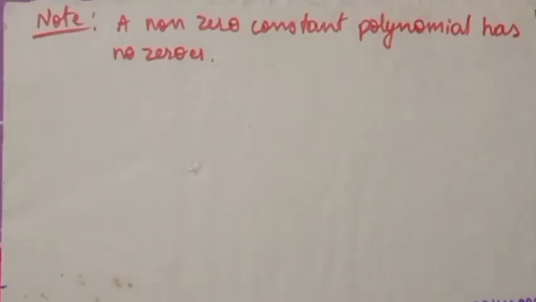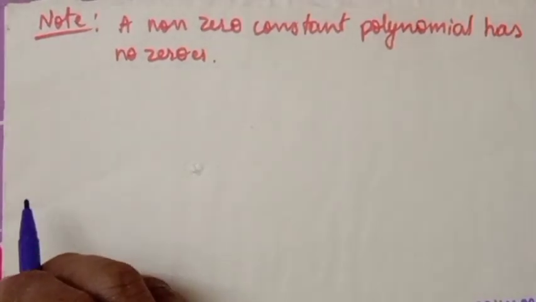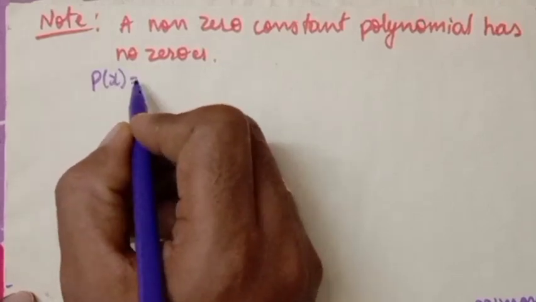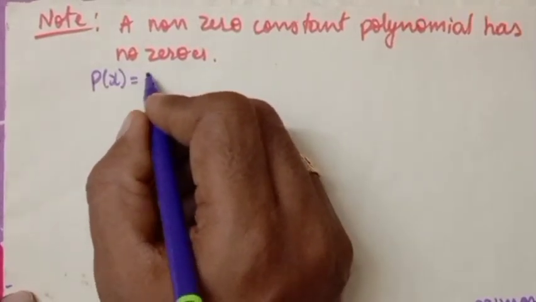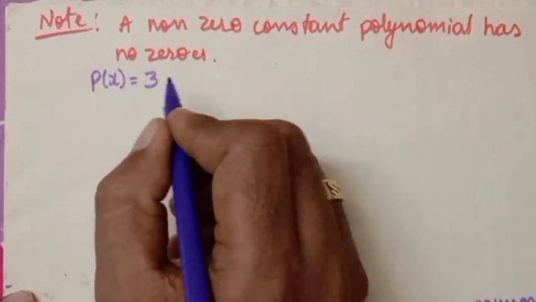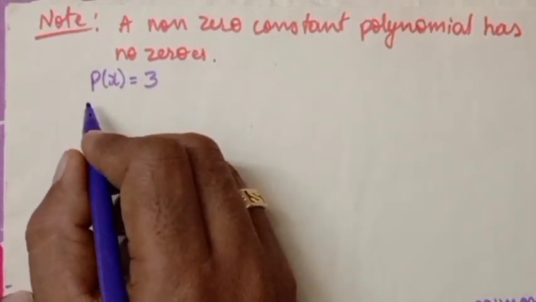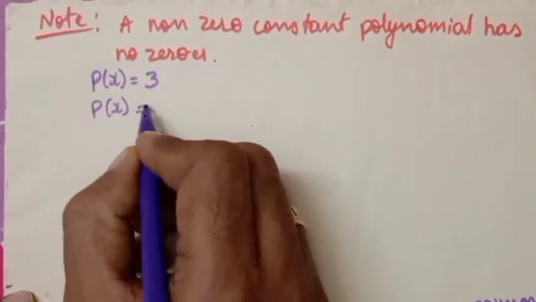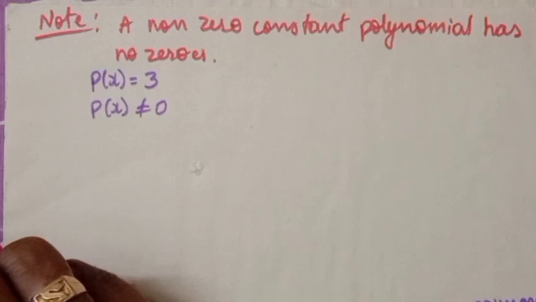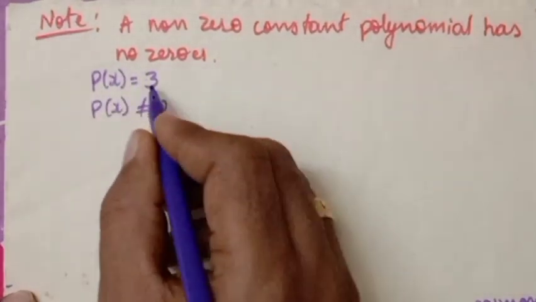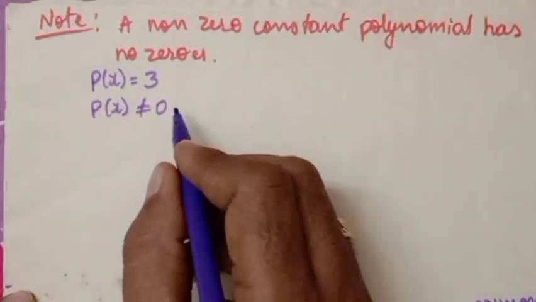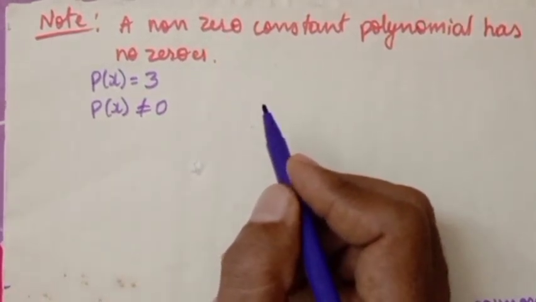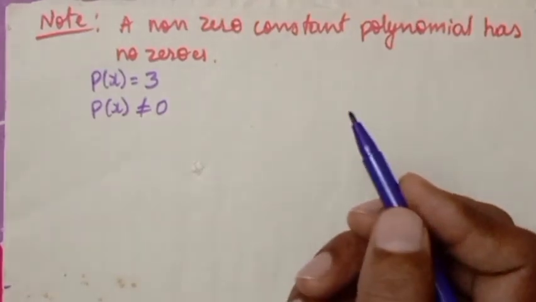A non-zero constant polynomial has no zeros. It can never be equated to 0. For example, p of x is equal to 3. This cannot be equated to 0. In any case, p of x can never be equal to 0. Why? Because p of x is always equal to 3. So, it never has a zero. The constant polynomial cannot have any zeros.